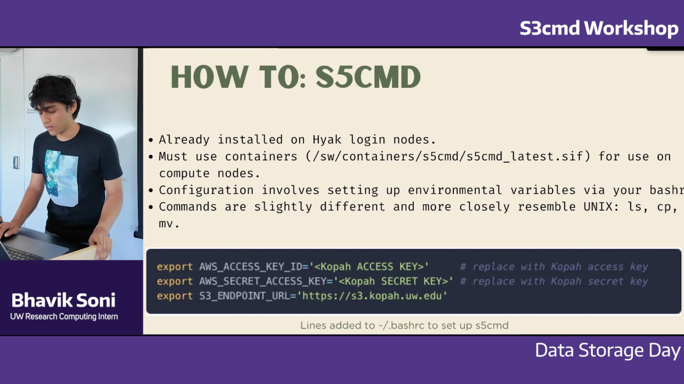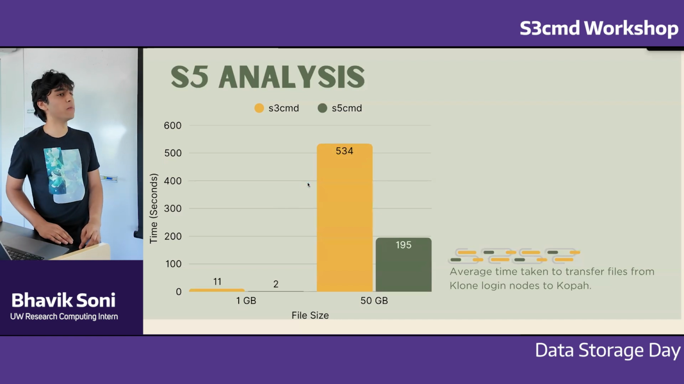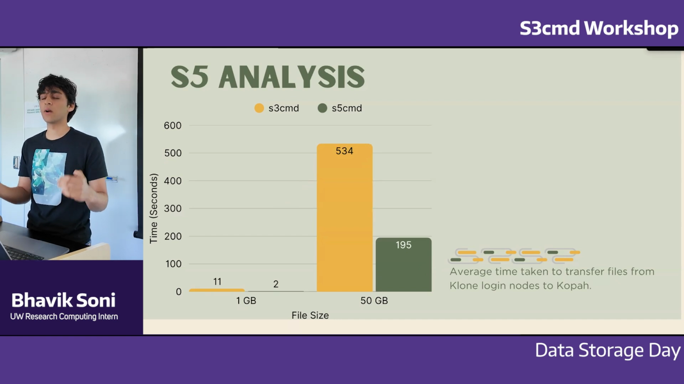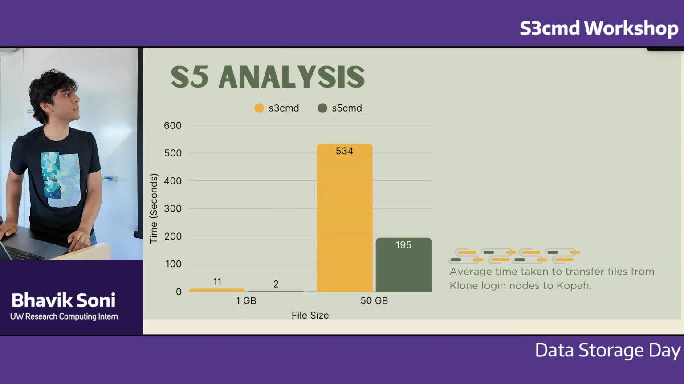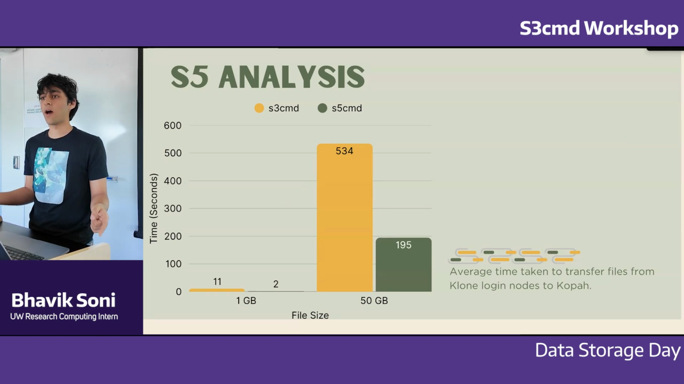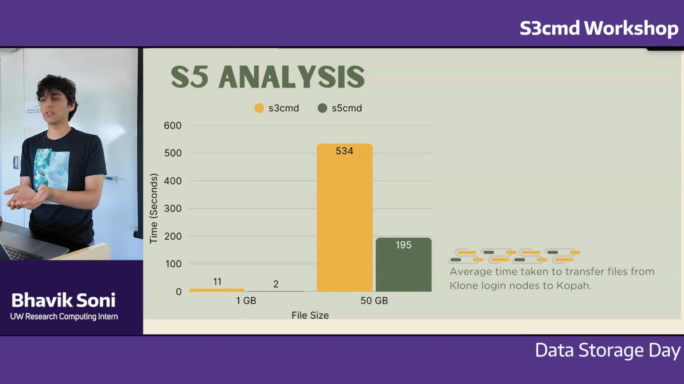And the really cool part about S5 command is that it's way faster. The reason is it splits up each file into a set of things it wants to move simultaneously and runs those in parallel. So it allows you to take advantage of the throughput that the file system offers. Like Nam was saying, it was like 100 gigabytes. If you want to move things from the Hayek cluster to Kopah, S3 command doesn't utilize that full throughput, but S5 will attempt to.